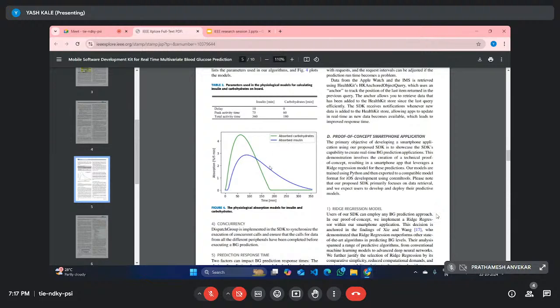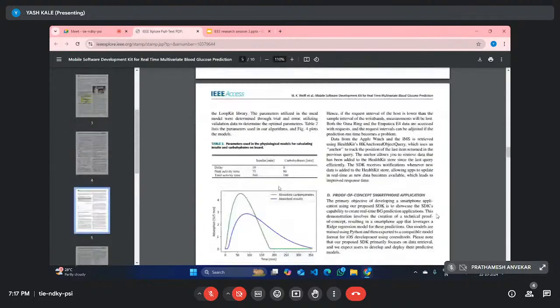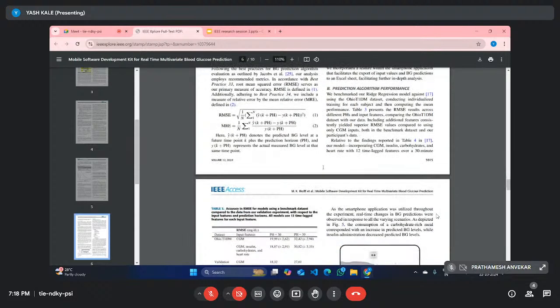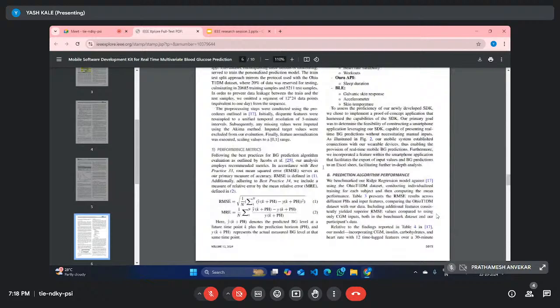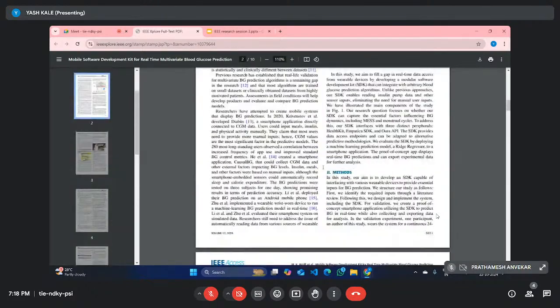the absorbed insulin. We also looked at how we can include formulas in our research paper. We can include formulas, properly number them, and also reference them in the text. So this is how we mention formulas, tables, graphs, and images in our research paper.